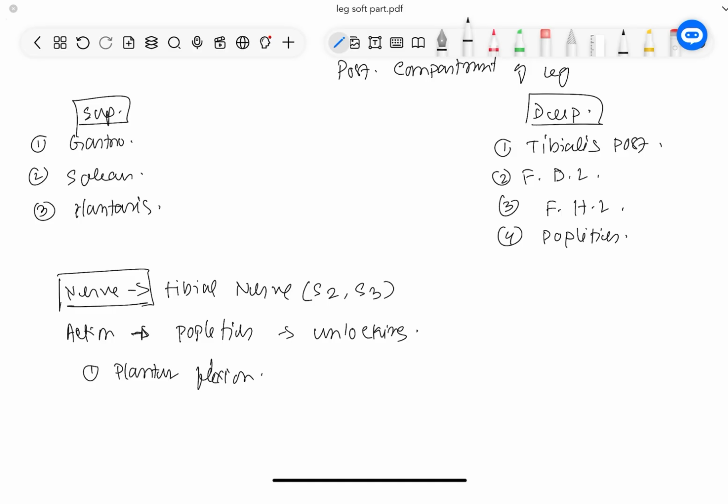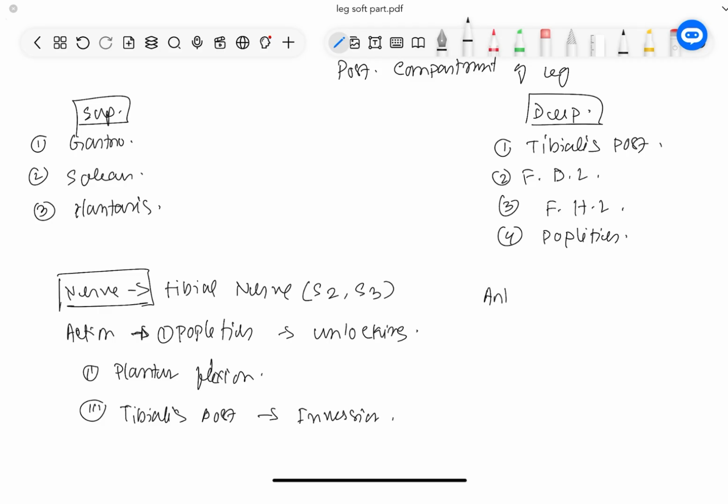And they maintain some of the arches also, the medial longitudinal arch or lateral longitudinal arch. And there is one more quite unique function: popliteus doing unlocking, maximum muscles doing plantar flexion, and one more muscle doing a unique function, that is inversion. Who is doing this? Tibialis posterior is doing the inversion of the foot. So that's all about the posterior compartment of the leg and its nerve supply.